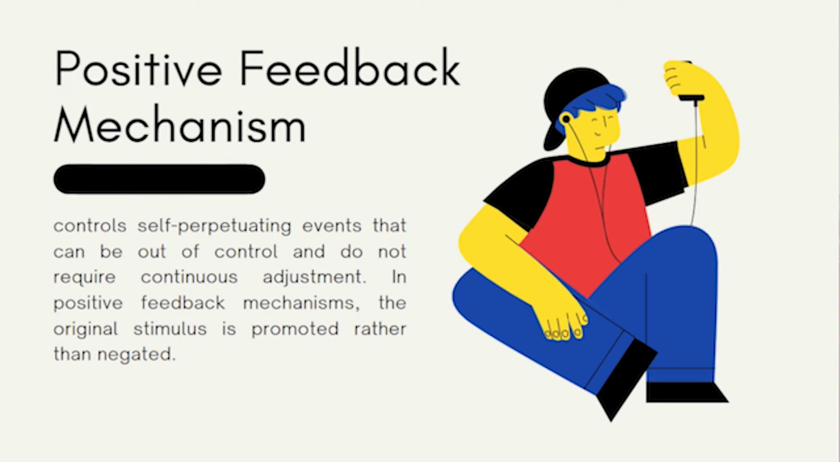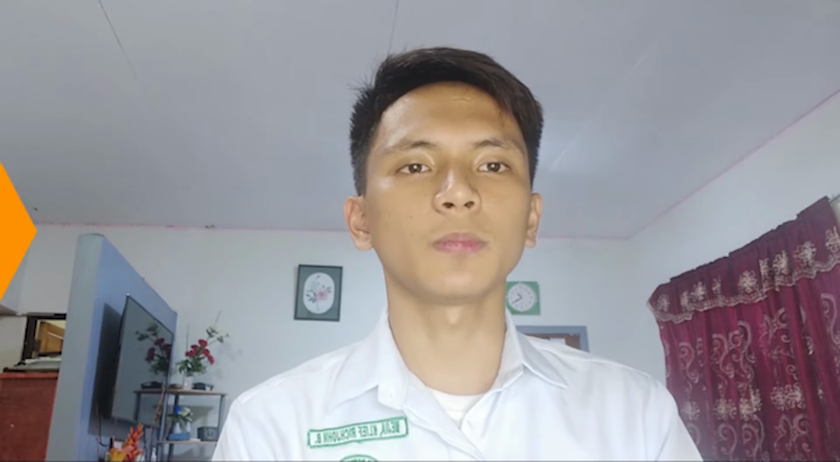A positive feedback mechanism controls self-perpetuating events that can be out of control and do not require continuous adjustment. In positive feedback mechanisms, the original stimulus is promoted rather than negated. Positive feedback increases the deviation from the ideal normal value.